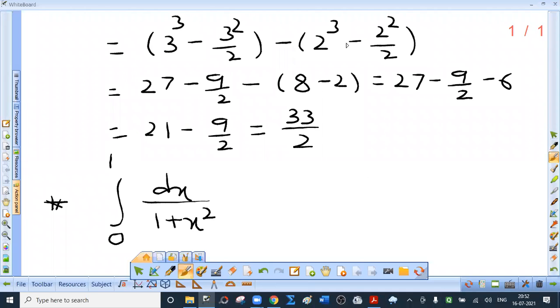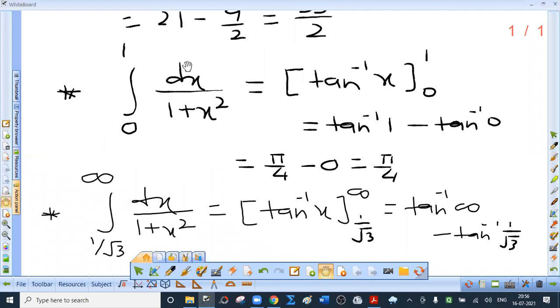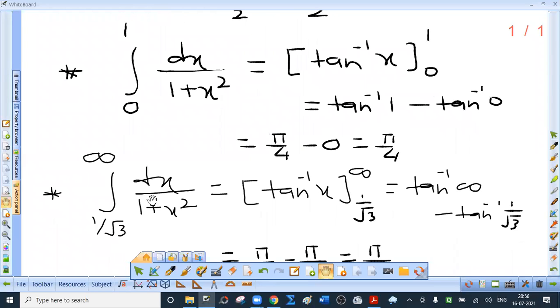Now tell me, what will be the answer? Integral 0 to 1 of 1 by 1 plus x squared. What is the integral of 1 by 1 plus x squared? Tan inverse x. Upper limit 1, tan inverse 1 is pi by 4, minus tan inverse 0, which is 0. So pi by 4. Then integral 1 upon root 3 to infinity of 1 upon 1 plus x squared.